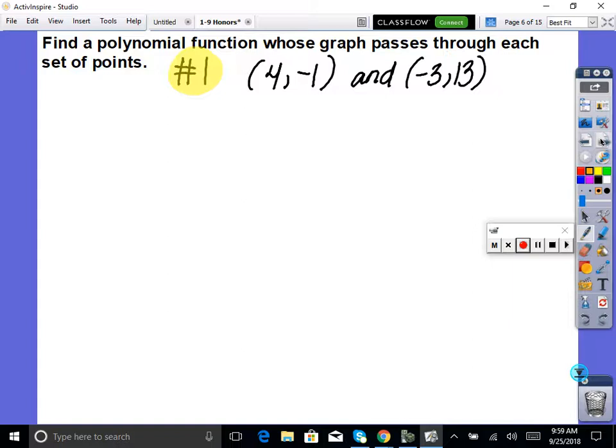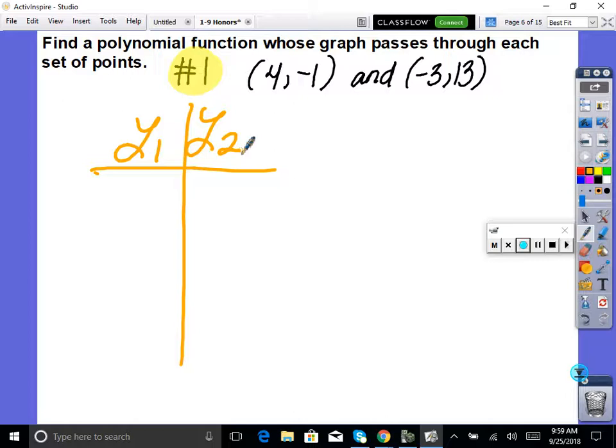You'd say, oh, I can find a line by typing this into list 1. So everybody hit stat, edit. You guys do it. I'm not going to pull it up again. So I am going to show you one actually cool thing. In list 1, you'll type in 4 and -3. In list 2, we'll type in -1 and 13. I want to show you something.